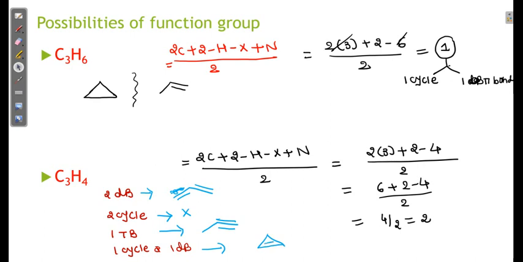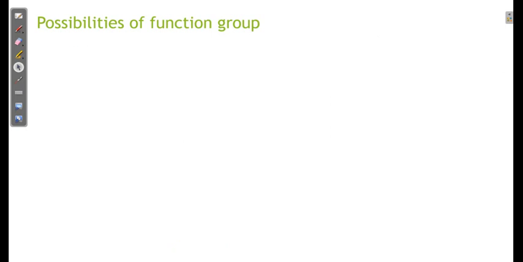Okay, so I will draw it again in this formula, in that way only. This is the same, but I will write that 2 cycles are not possible within the 3 carbons. Let us go ahead and check this one also.